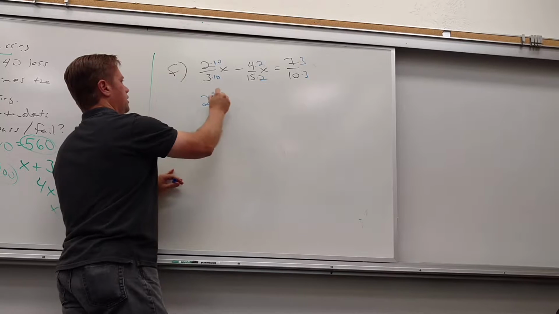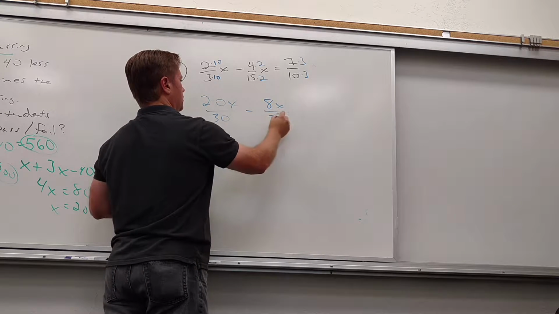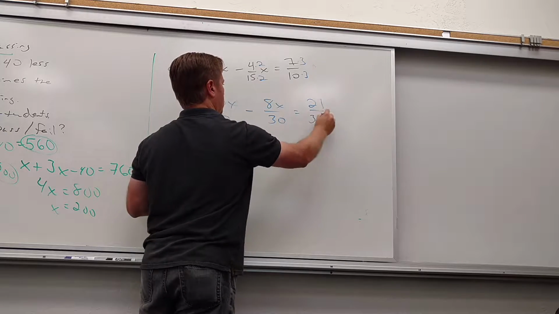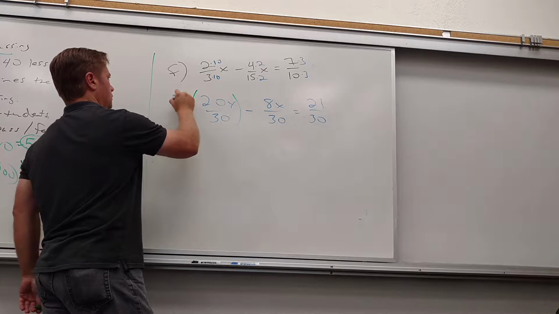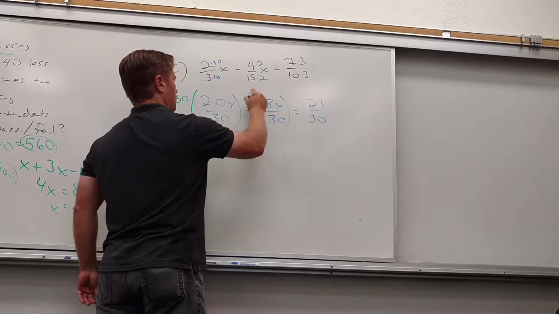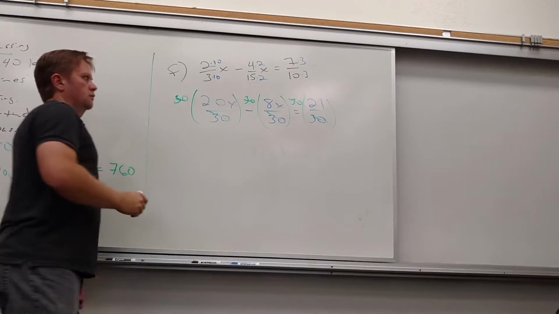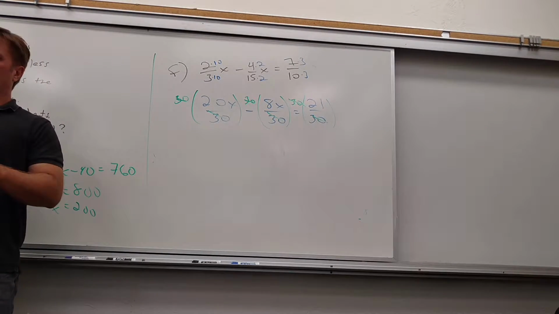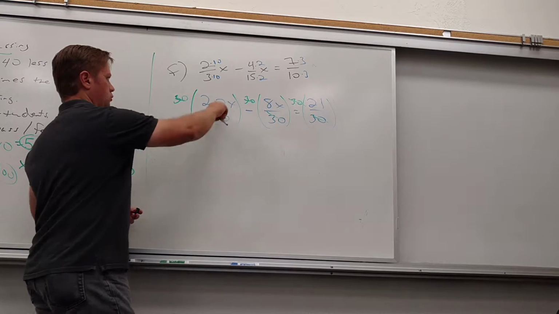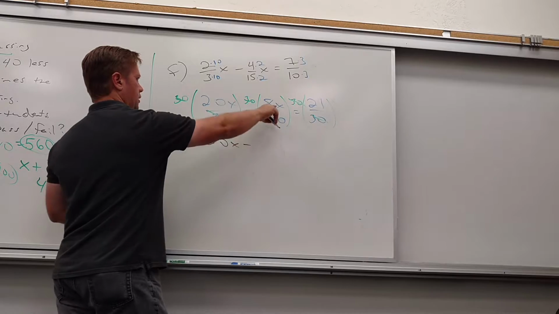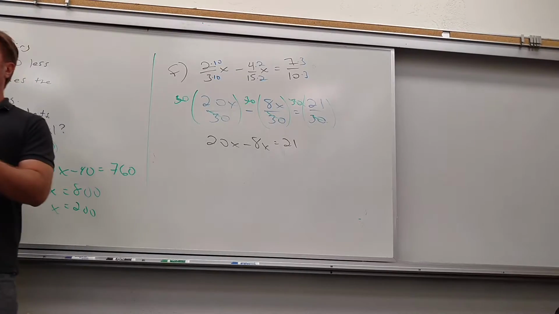So now I've got 20x over 30 minus 8x over 30 equals 21 over 30. And now if I multiply by 30, all my 30s cancel. And now what does the equation look like? 20x minus 8x equals 21. Now that looks so much better.